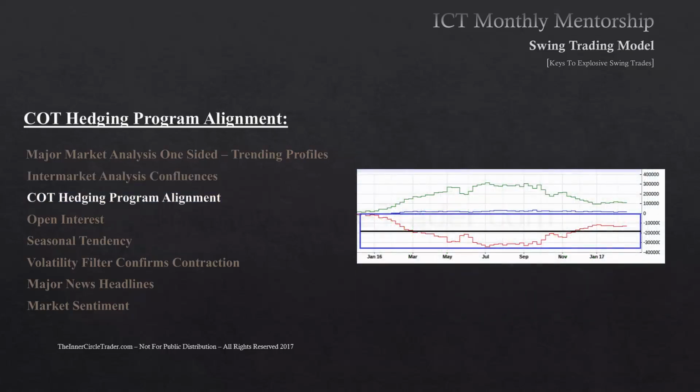COT hedging program alignment. What we look for in this is the last 12 months of the Commitment of Traders report held by the commercials. The commercials are the largest producers or providers of the commodity, and they may manufacture it, they may grow it, they may offer it in terms of a currency, like a bank. That's their commodity, if you will. So they make it available. They're the storehouse of it.